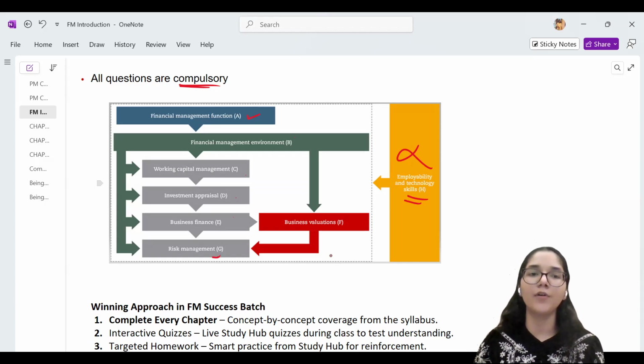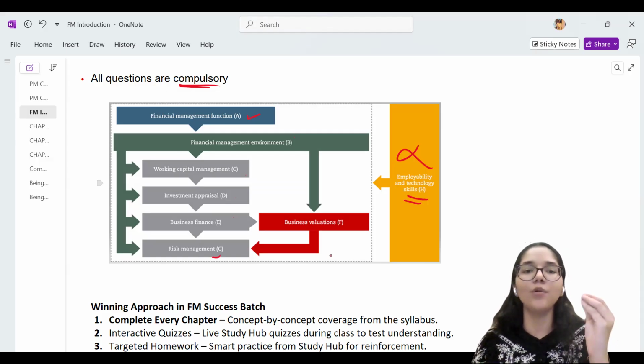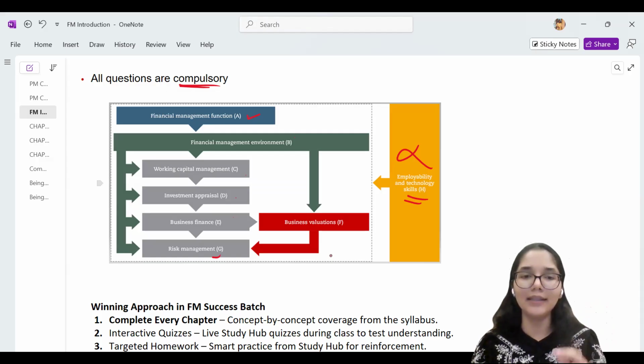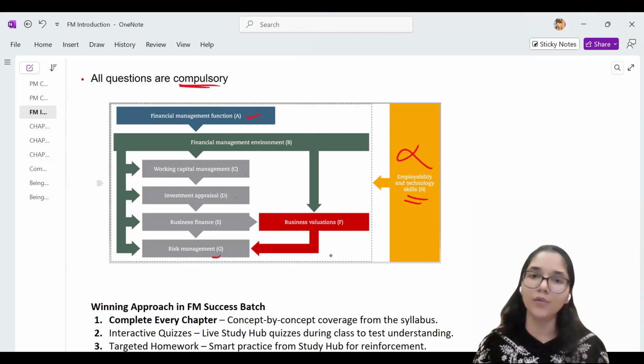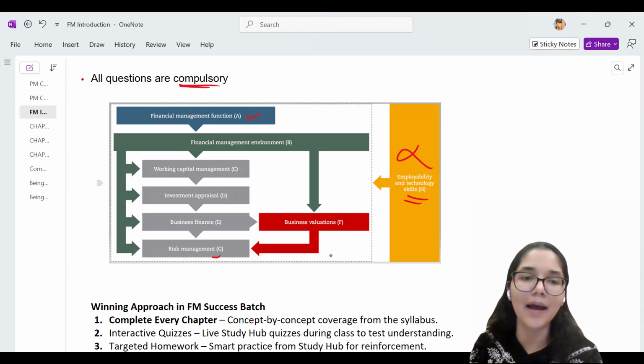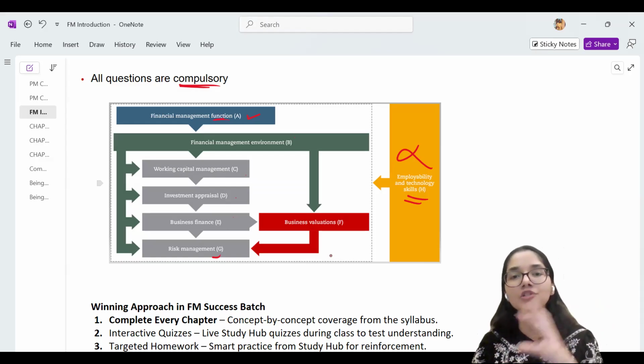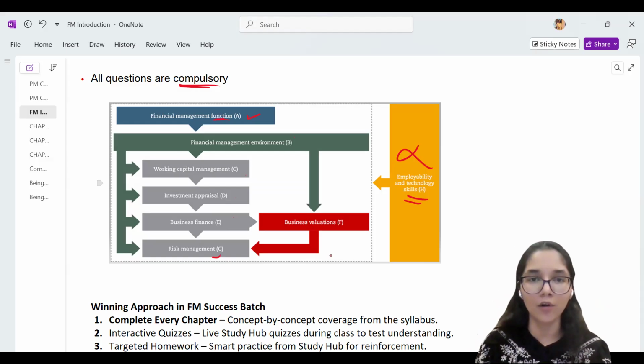So this is all that we are going to study as part of the syllabus. Now we will break down the units one by one. I'll tell you briefly what we are going to learn in each of these units. Firstly, you see the financial management function. Financial management is a function that we perform in the entire organization.